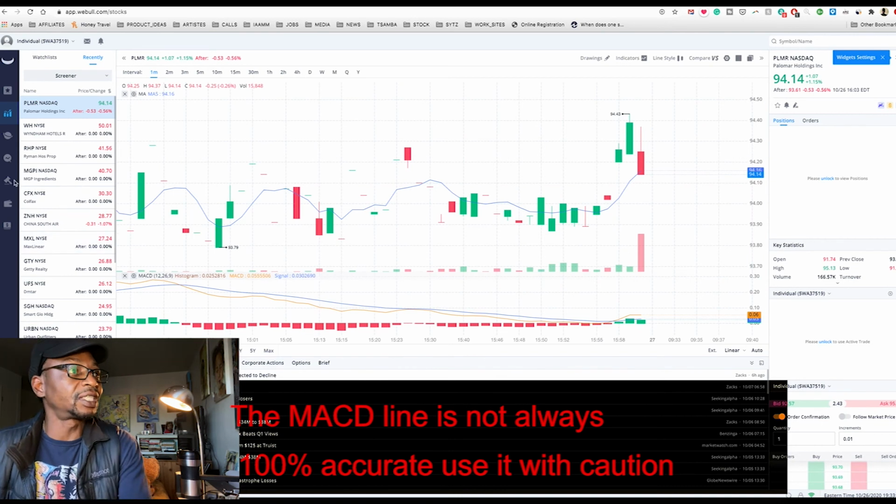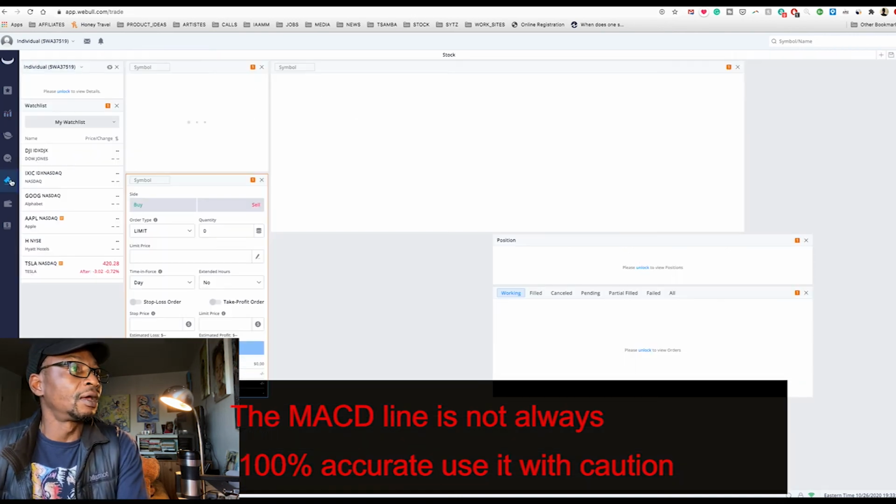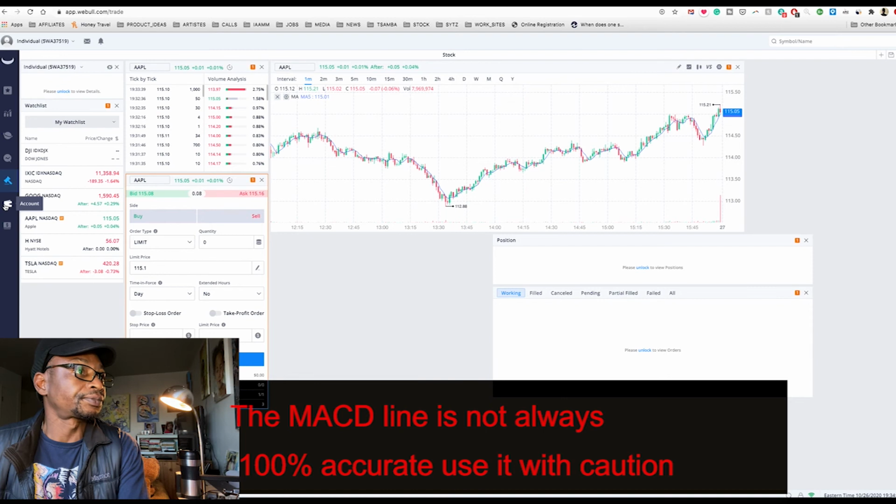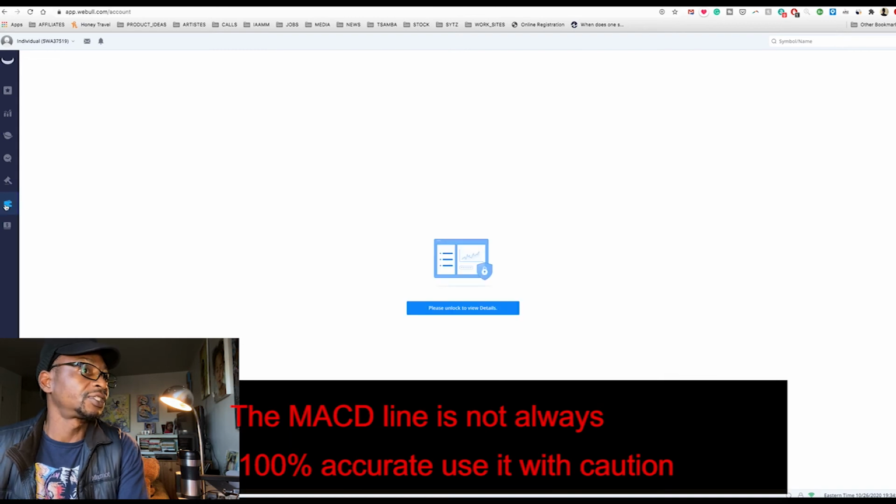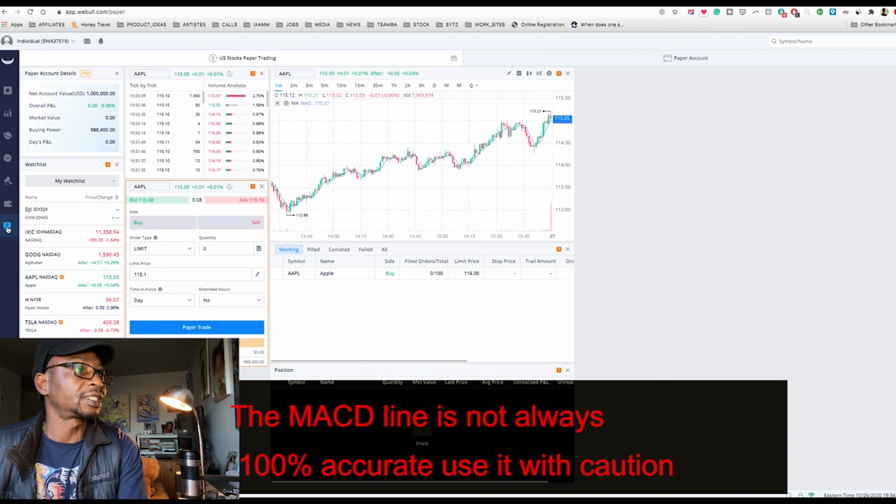So that's as much as I'll cover about the MACD. These are your trades. That's where you trade at. That's your account information. Of course, I'm not signed in, so you can't see anything there. That's paper trade. We've covered that.